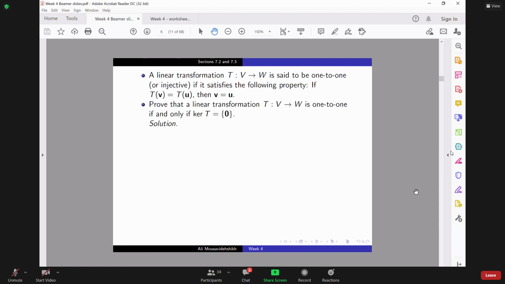Prove that a linear transformation T from V to W is one-to-one if and only if its kernel is trivial. I'll give you guys about 5 minutes to prove this. You should go in each direction, and then we'll take up the answer.